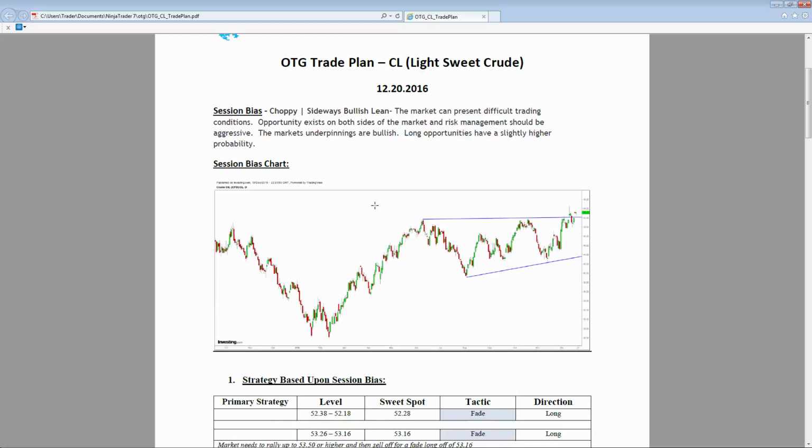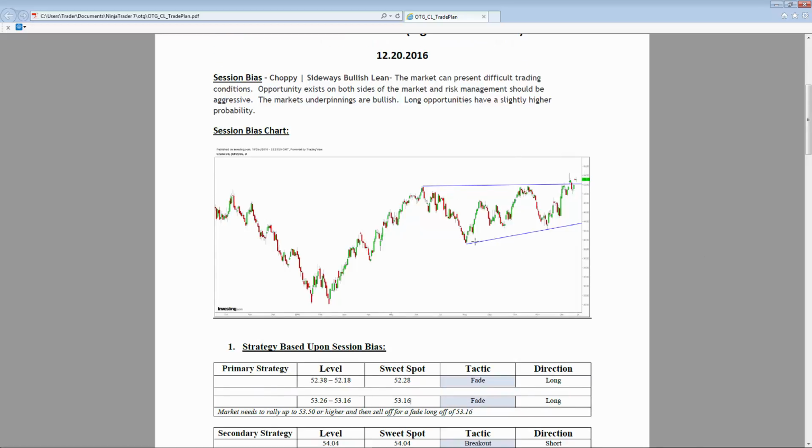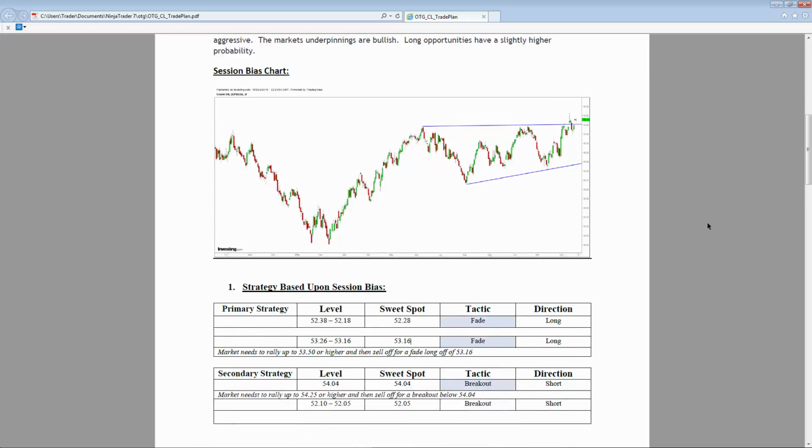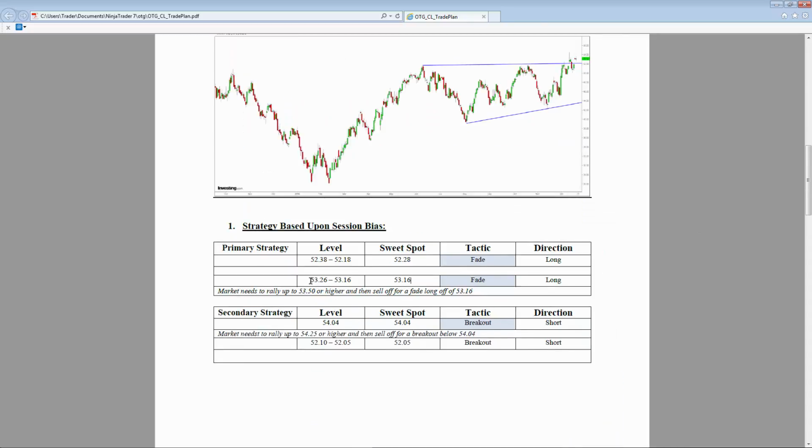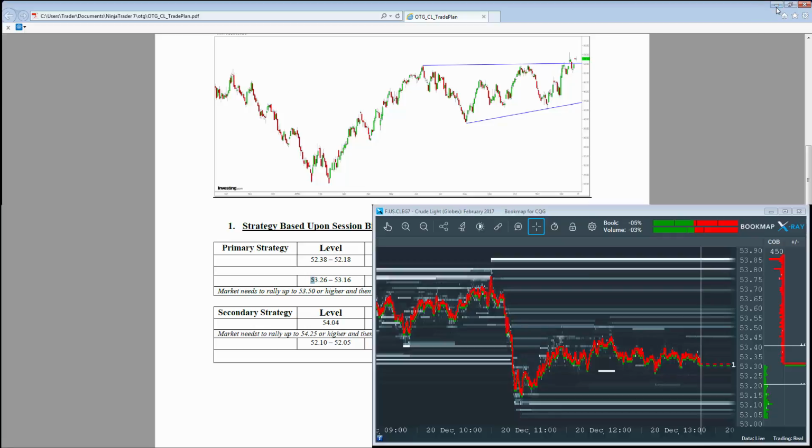Today we talked about the market being in choppy sideways conditions with a bullish lean. We give you this chart overview as one of the reasons why, and then a couple of strategies based on that session bias. Today's strategy that played out was 53.26 to 53.16, the zone where we were looking for a long fade opportunity. We said the market needs to rally up to 53.50 or higher and then sell off for a fade long at 53.16.